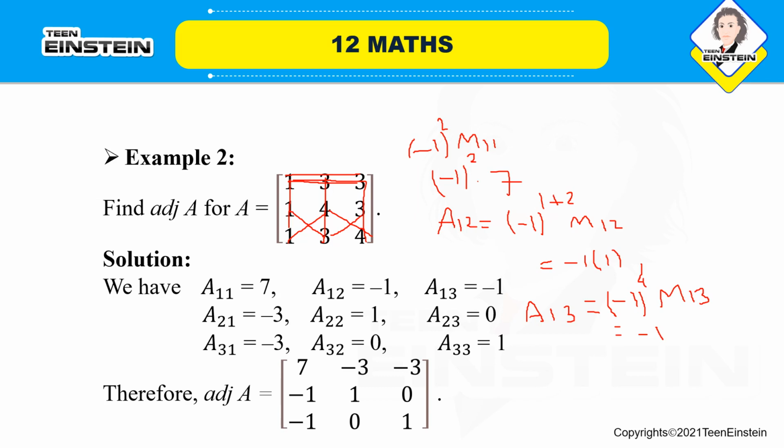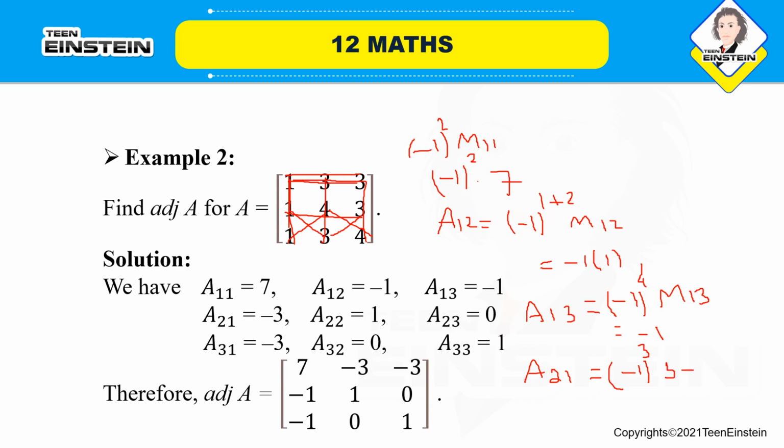Similarly we can find A21. What is A21? A21 is minus 1 whole to the power 2 plus 1. Okay, so 3 into M21. What is M21? We are finding the cofactor of the element 1. Okay, so delete the row and the column having the element 1. We'll be getting 3, 3, 3, 4. So using the definition of a determinant, expand this, you will be getting 12 minus 9. So this is 3.